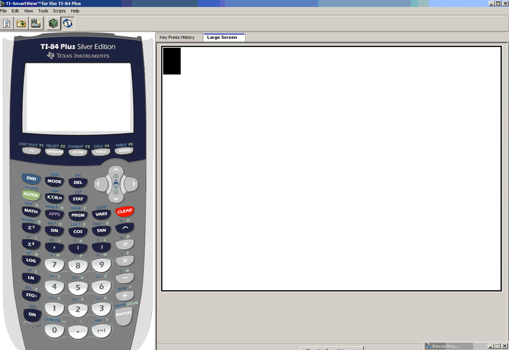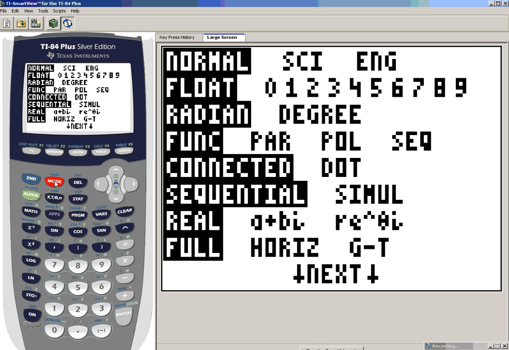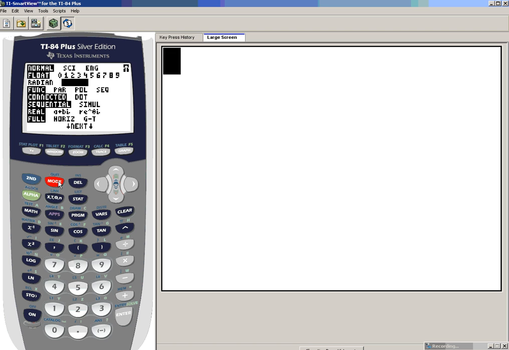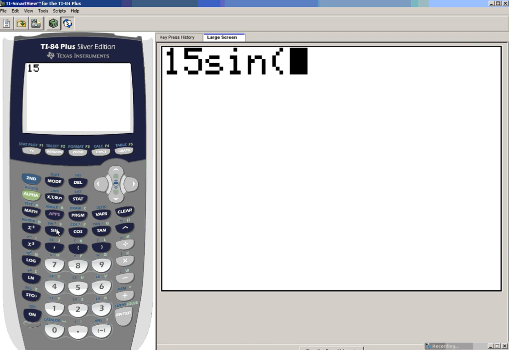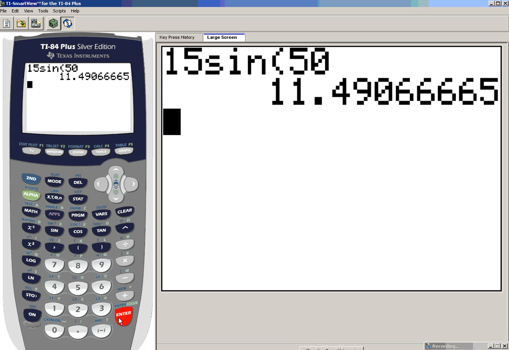Make sure you're in the correct mode. Remember, anytime you hit sine, cosine, or tangent, you always must check mode. In this case, we need to be in degree mode. We're punching in 15 times the sine of 50. 11.491.